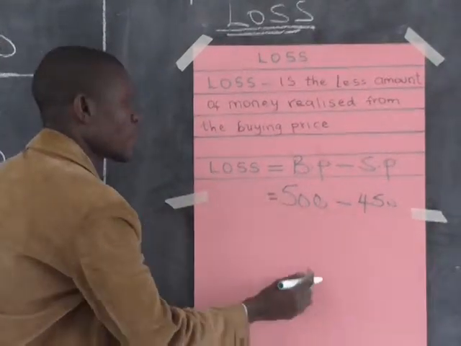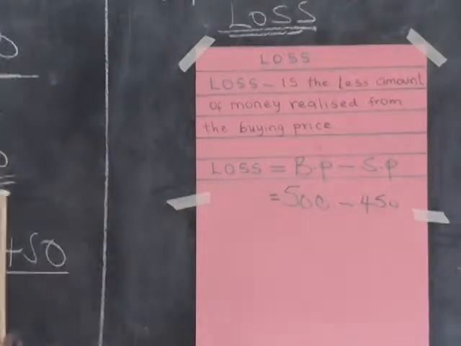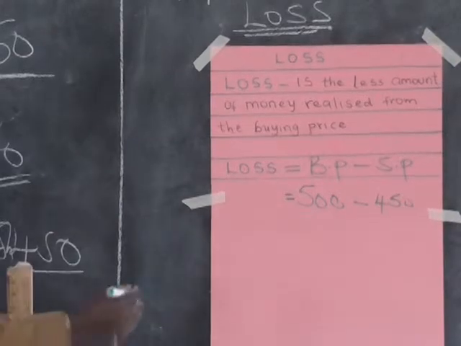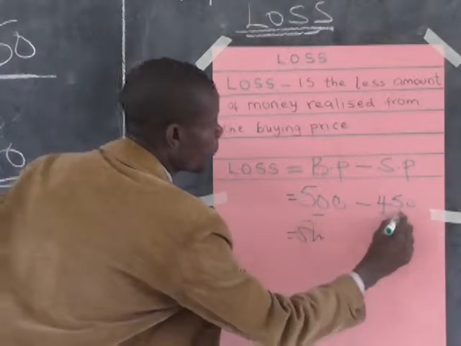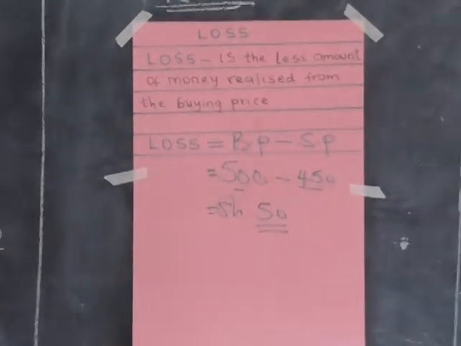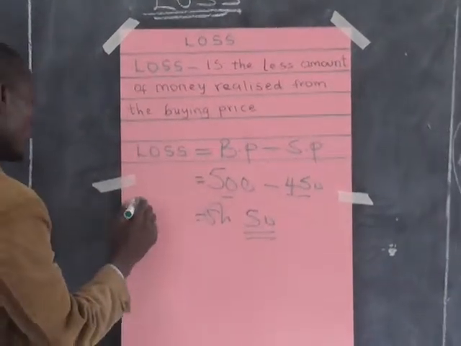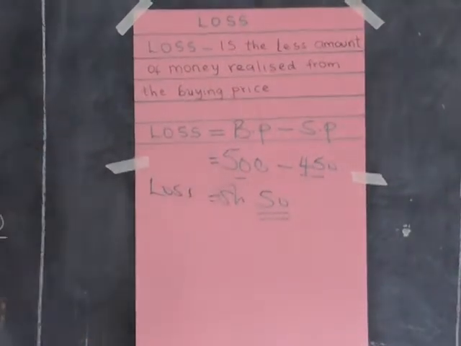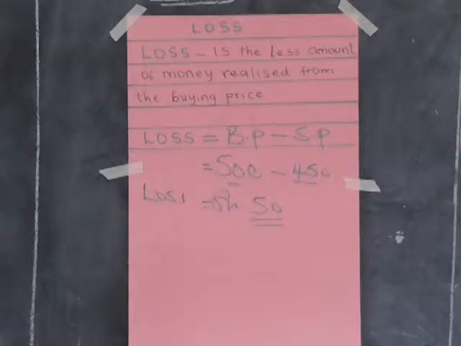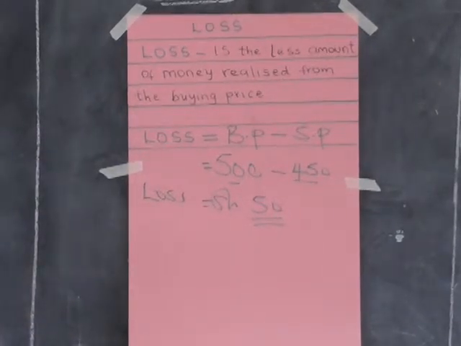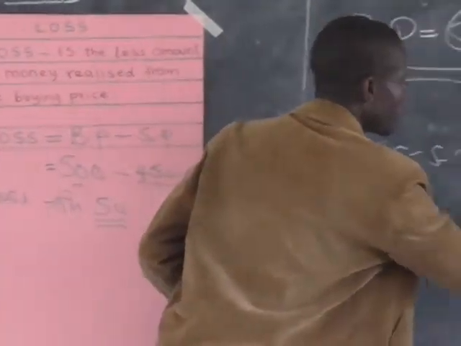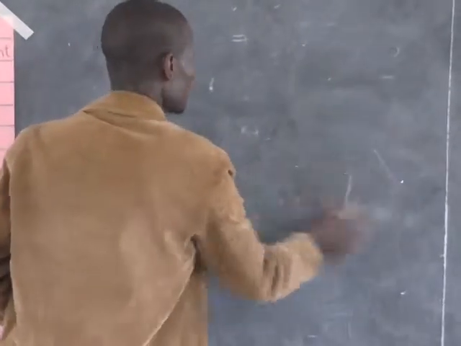Now class, if you take away 450 shillings from 500 shillings, how much do you get as the difference? Good. The difference between 500 shillings and 450 shillings is just 50 shillings. So, therefore, that difference becomes the loss that was made. Now class, with that knowledge that we've received, I want us to work out the loss made by this trader from this statement.